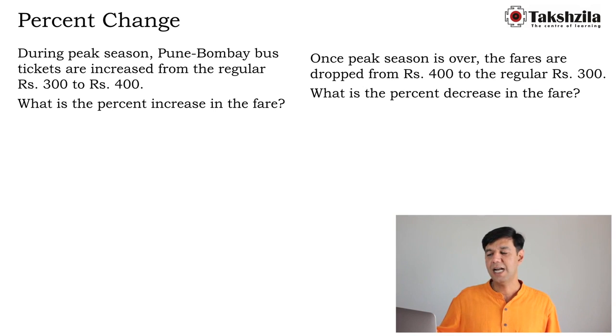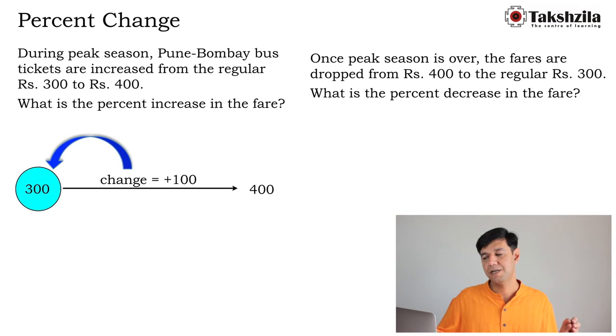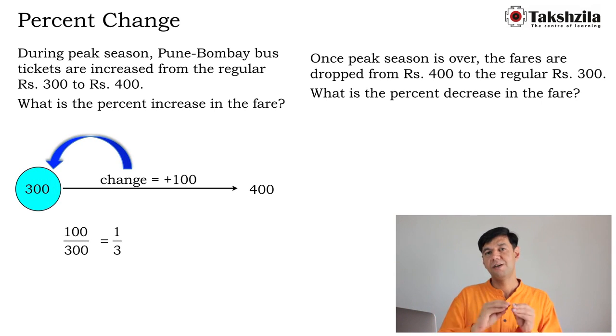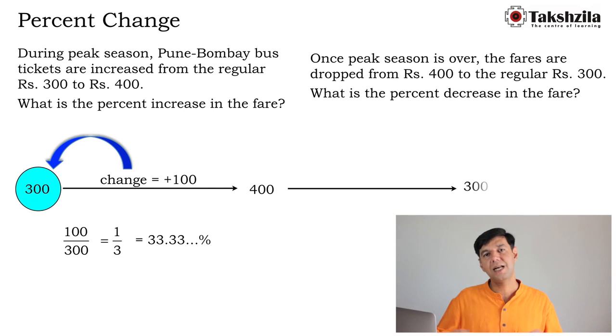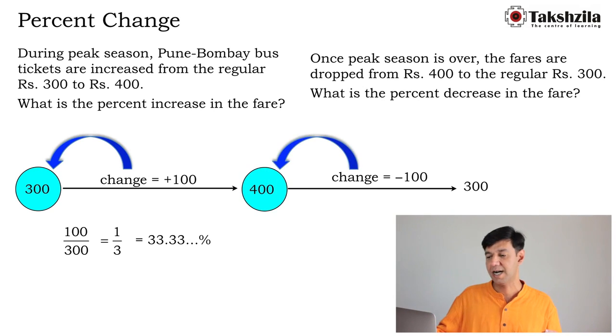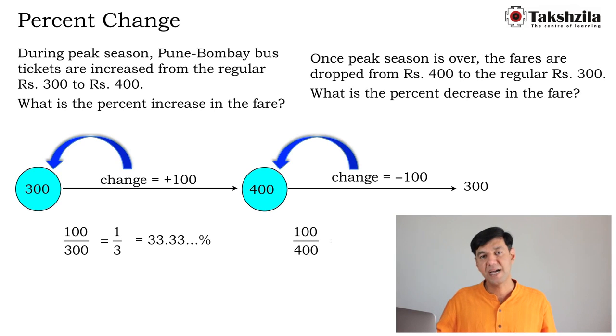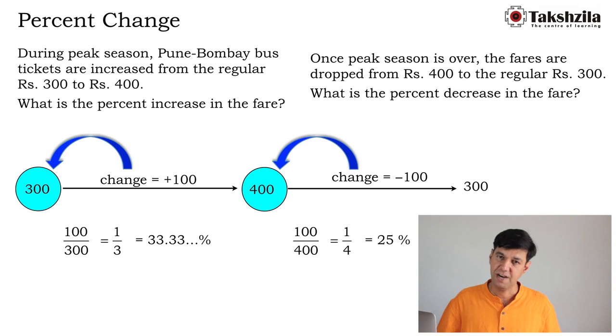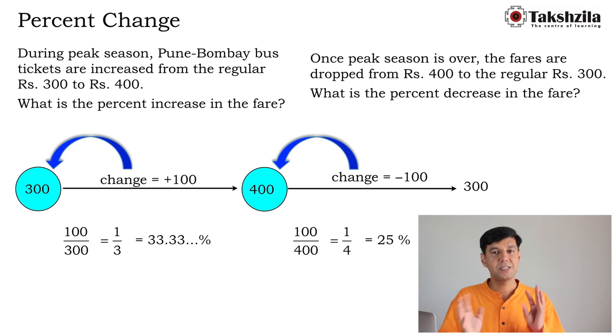Let's solve it. 300 has become 400, so the increase is 100. As a part of 300, 1/3, 33.33% is the increase. When 400 drops back to 300, there's a minus 100 decrease, but this is as a part of 400, right? So this time it is going to be minus 1/4, that is 25%. So remember, they're not negatives of each other. These are the three simple calculations that keep coming up in one form or another.